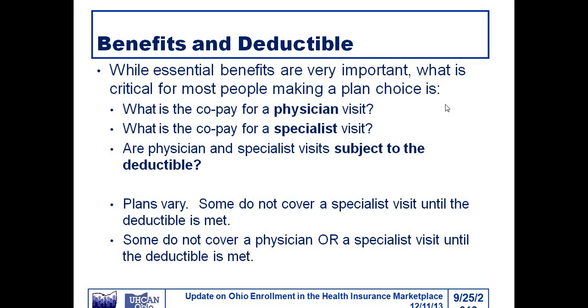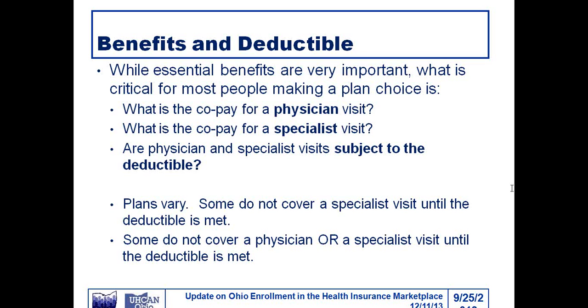So the next part that I want to talk about is the benefits and the deductible. The essential benefits that are in the plan are very important, but when it comes right down to it, one of the most important factors for people when they're choosing a plan is looking at what the copay is for a physician visit and what the copay is for a specialist visit. And then just as important, are the physician and specialist visits subject to the deductible? And what that means is that sometimes people have a plan. It may have like a $3,000 deductible, which is generally the amount that the individual has to pay out on their medical claims until the plan kicks in.